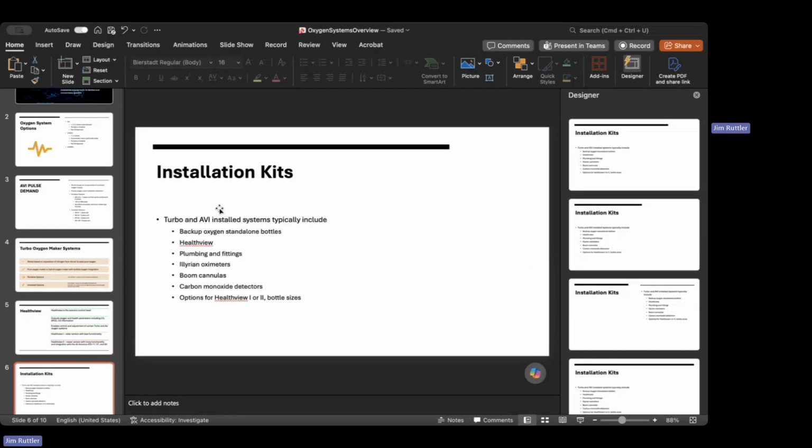So the installation kits. If buying a Turbo O2i digital or AVI, they typically all include, now you have to check the fine print at the bottom of the listing, but they're pretty comprehensive. We include everything that is needed to keep you safe in the air. So that includes backup standalone oxygen bottles, like the small injection bottle that I showed you with the Turbo O2i that you can put in the seat back, that provides independent oxygen from the AVI and the Turbo, directly continuous flow for another 2 hours of use in the case of electrical failure or system malfunction.